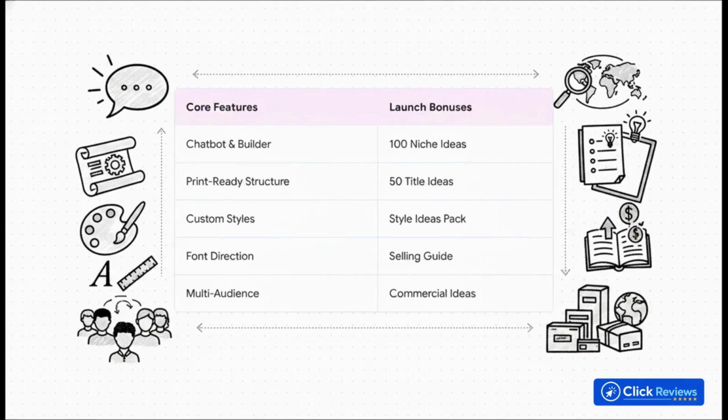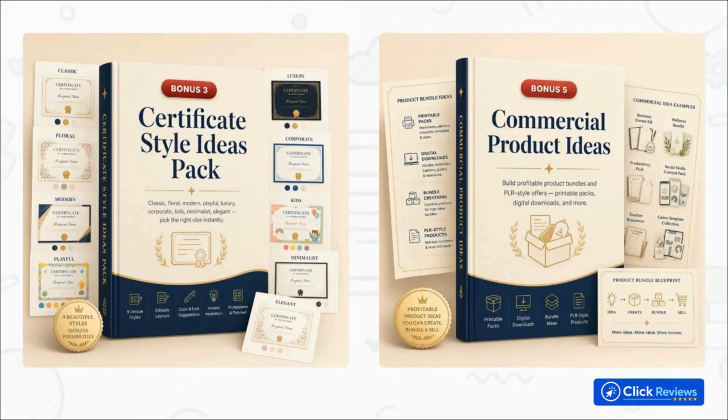Then, the launch package includes 5 specific bonuses: 100 niche ideas, 50 title ideas, a style ideas pack, a product selling guide, and commercial product ideas. Among those bonuses, the Style Ideas Pack is a real standout, helping you instantly pick between classic, modern, or playful vibes without having to invent the design language yourself. Then there's the Commercial Product Ideas Guide, which basically acts as a blueprint for building profitable product bundles to sell online.